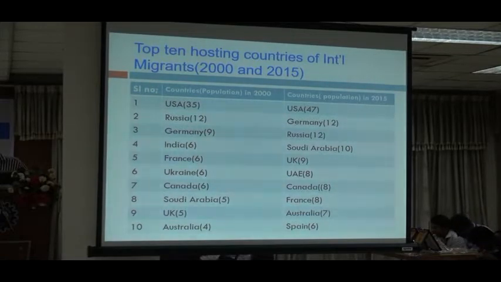migrant countries. So these top 10 countries will be our opportunity to send migrant people from our country to their hosting countries. This is the global scenario of the total population and labor force demand.